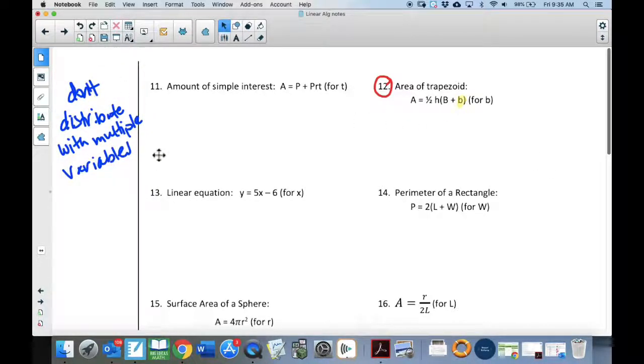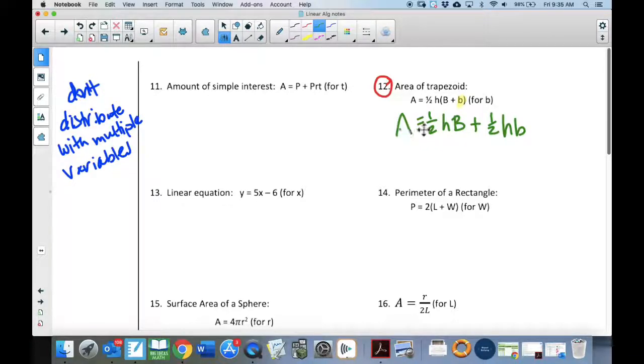Look, if I distribute here, let's take a second to write this down. Don't distribute with multiple variables. If you were going to distribute this, you would get a mess. I'll write it out, but don't you write it out because we're just going to erase it. This is going to be 1/2 h times b plus 1/2 h times b, and you're supposed to solve it for the lowercase b. Well, how are you going to get that? Now you're going to subtract. It's a mess. Don't do that. It's just making your problem more complicated than it needs to be.